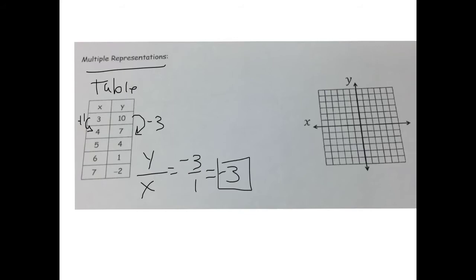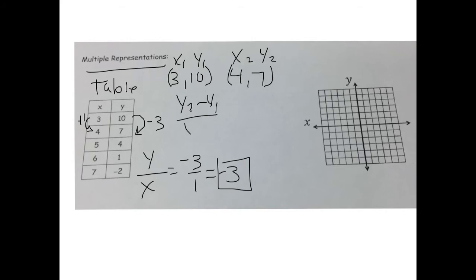If you use the formula, you've got to pull 2 points out. 3, 10, 4, 7, x1, y1, x2, y2. The formula says y2 minus y1 over x2 minus x1. So that is 7 minus 10 on top, and 4 minus 3 on bottom. 7 minus 10 is negative 3. 4 minus 3 is 1. Negative 3 over 1 reduces to negative 3.